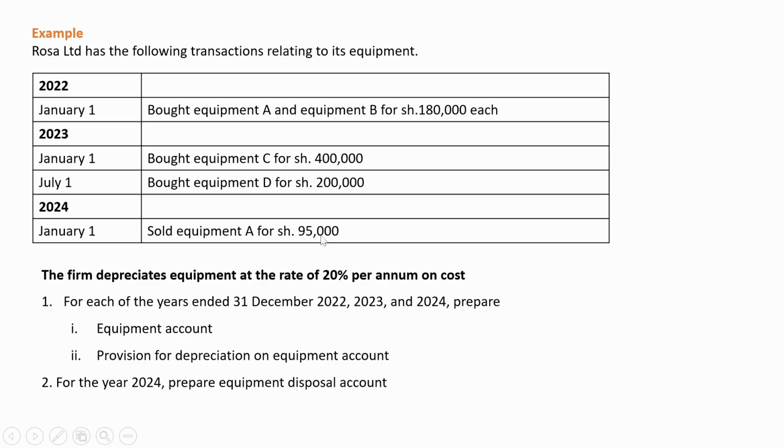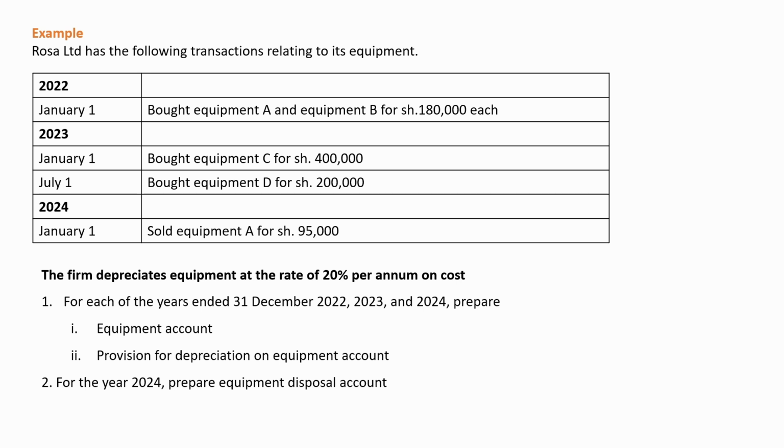A was disposed for 95,000. That is the cash that was received when A was disposed. A had been purchased at a price of 180,000, but it was disposed for 95,000. So was that a loss or a profit? We cannot tell until we prepare the disposal account. So let us start with the first one, the equipment account.